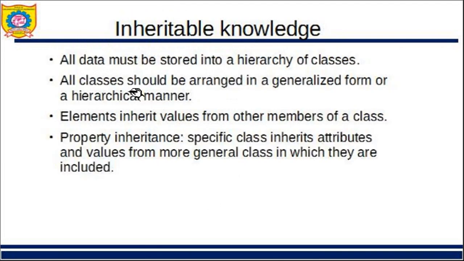So we move on to the second one, that is inheritable knowledge. What do you mean by inheritable knowledge? All the data must be stored in a hierarchy of classes. We have studied classes in OOPS, right? So we have data which is stored in the form of classes, a hierarchy of classes. All classes should be arranged in a generalized or hierarchical manner. I'll show you an example with respect to it. Elements inherit values from the other members of the class. We'll come back to property inheritance.